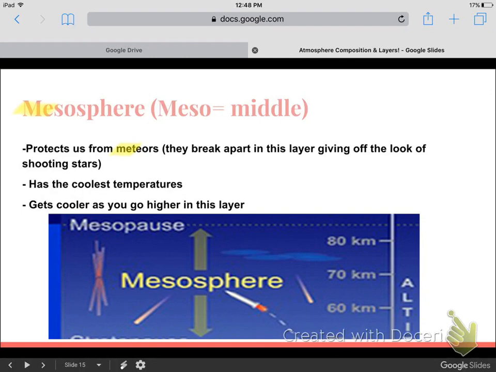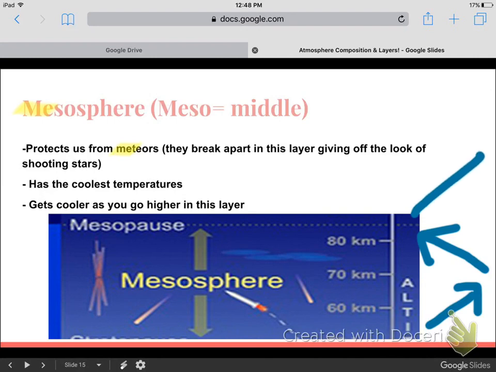So the mesosphere is going to be your coolest layer. We just talked about in the troposphere how it went from hot to cold. Stratosphere did the opposite, cold to hot. Now this one's going to go this way again, okay? So it's going to go from hotter temperatures to cold. So as you climb in the mesosphere, it gets very, very, very cold.